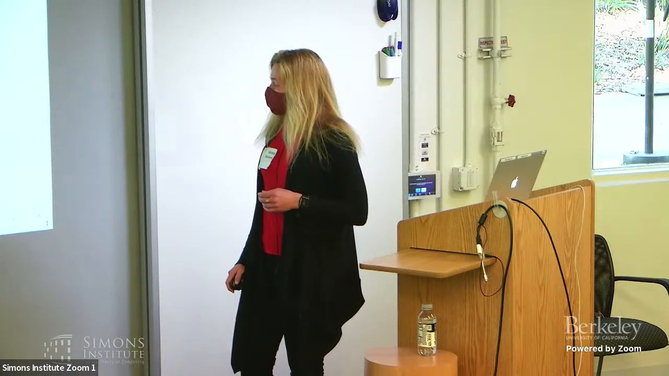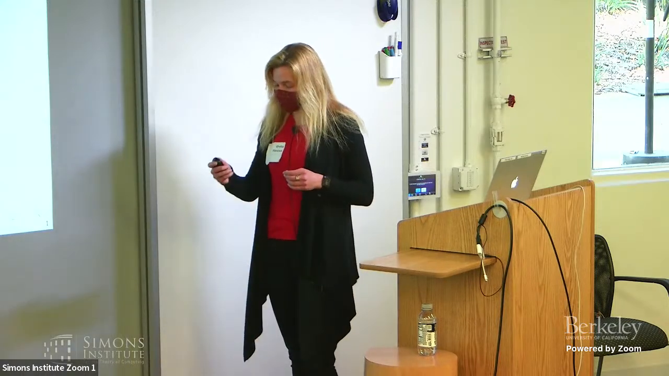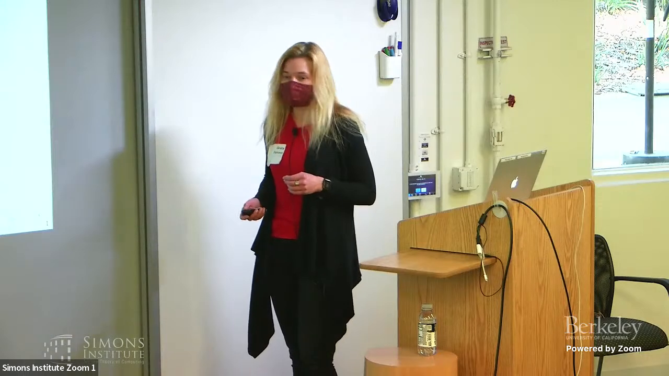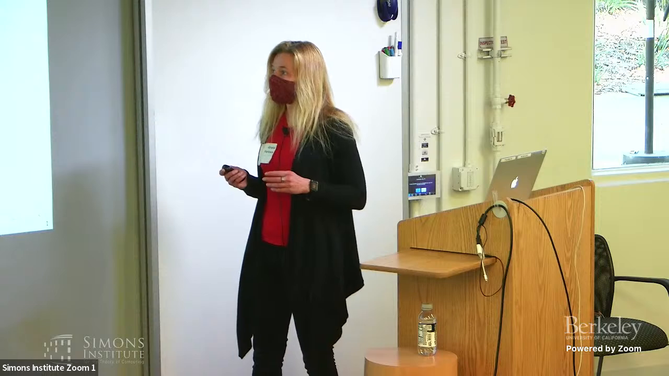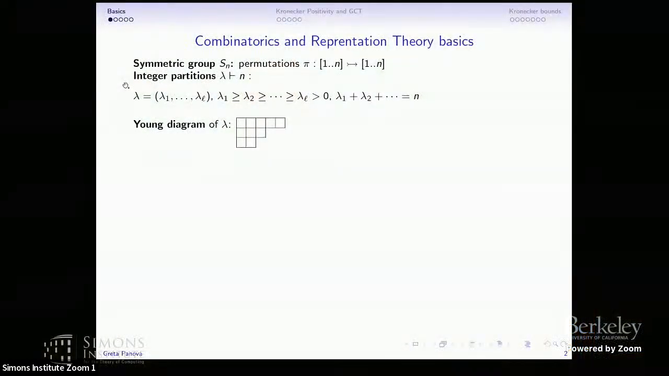Okay, so what's the story about? The story with the Kronecker coefficient starts with very simple combinatorial and algebraic objects, the symmetric group, which is just the group of permutations, which are just bijections from 1 to n, and we view them as a group under permutation composition.